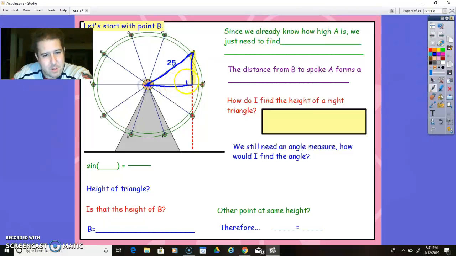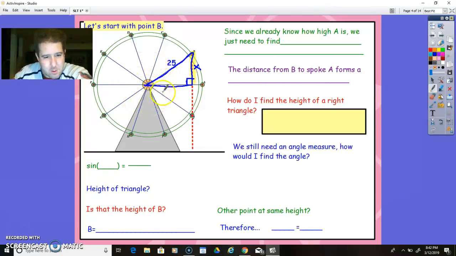Because if we have a right triangle with spoke A, then we know that A squared plus B squared equals C squared. So in other words, this length squared plus this length squared equals this length squared. Now, in this case, we're trying to find the height of this side. And what we can do is figure out how big this angle is.